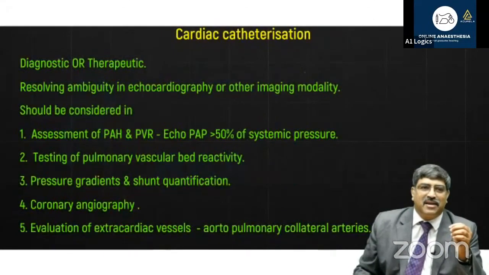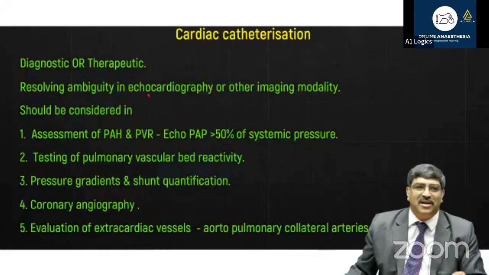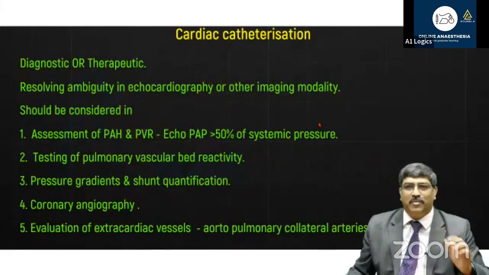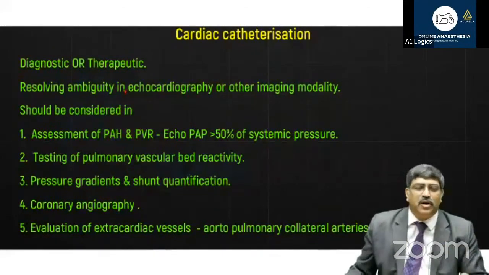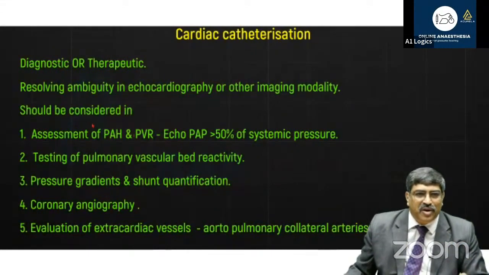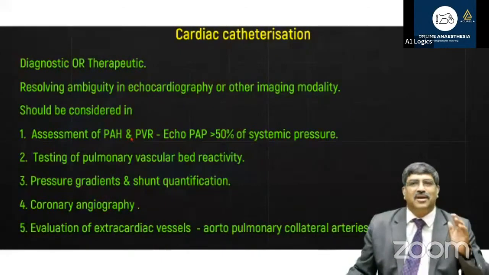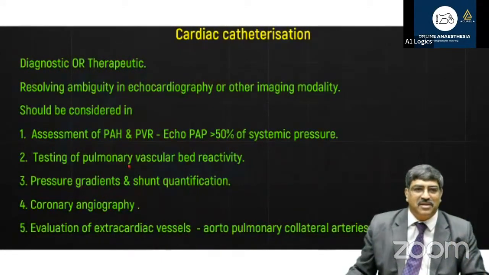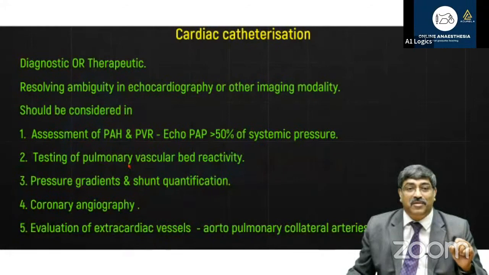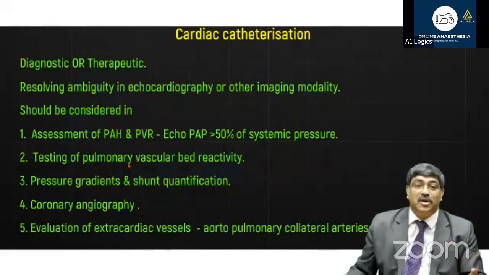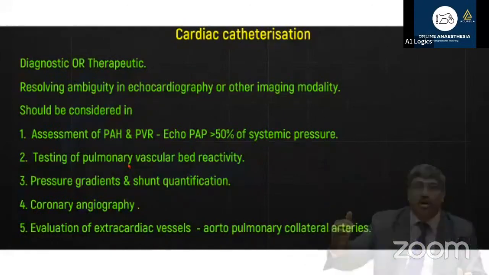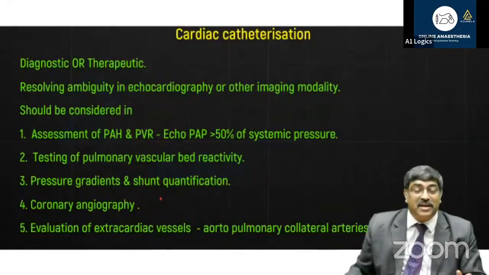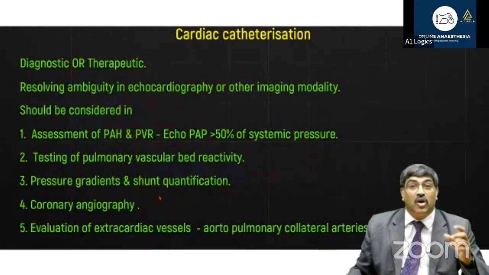In short, CT scan can be used whenever you need to assess some vascular structures. Coming to cardiac catheterization, it is usually done when there is a doubt in echocardiogram or other imaging modality. It can be diagnostic or therapeutic. It should be considered whenever you have to establish your PVR, pulmonary vascular resistance, and also test your pulmonary vascular reactivity to oxygen with various FiO2. For example, what is your PVR with FiO2 of 0.5 and what is your PVR when the FiO2 is 1, pressure gradient and shunt quantification, coronary angiogram.